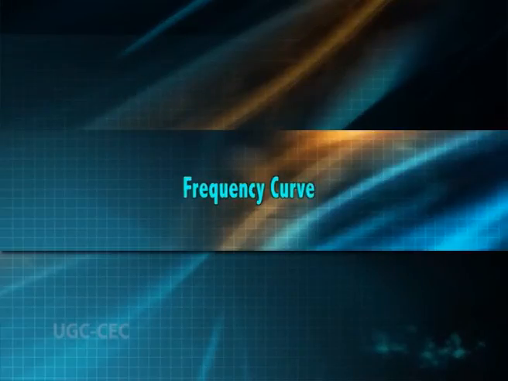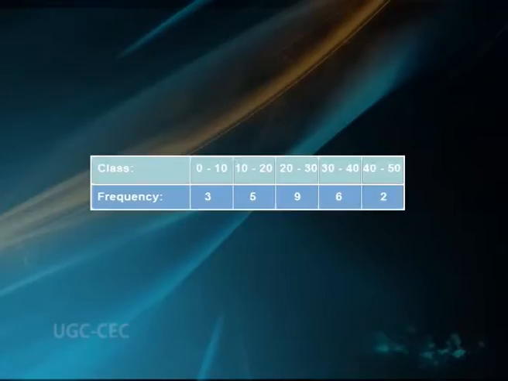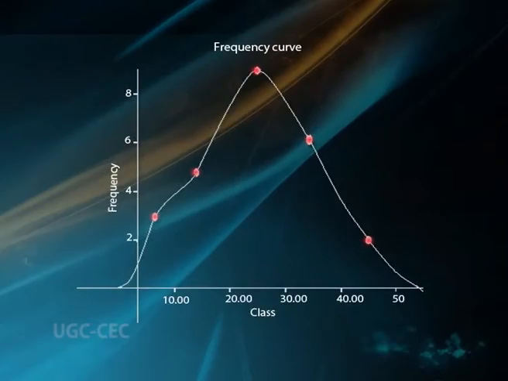Frequency curve. When the points plotted for a frequency polygon are joined by a smooth freehand curve, we obtain a frequency curve. The area under this curve is almost the same as the area under the frequency polygon. The frequency curve for the following data: classes 0 to 10, 10 to 20, 20 to 30, 30 to 40 and 40 to 50 with corresponding frequencies 3, 5, 9, 6 and 2 may appear as follows, with frequency along y axis and class along x axis.